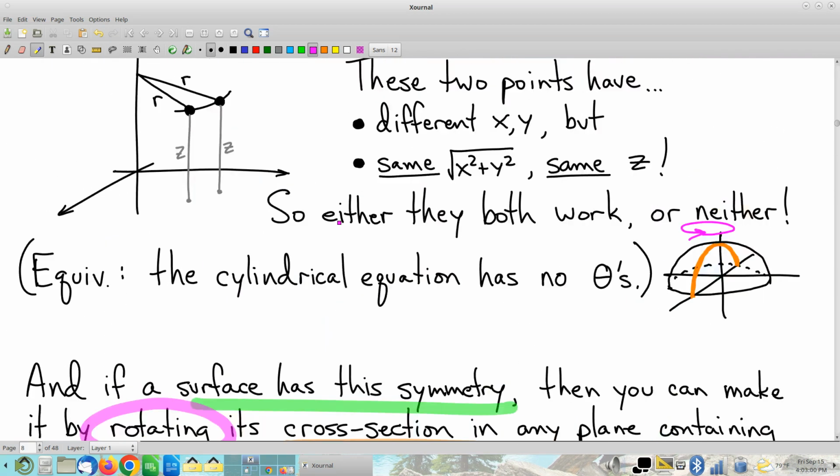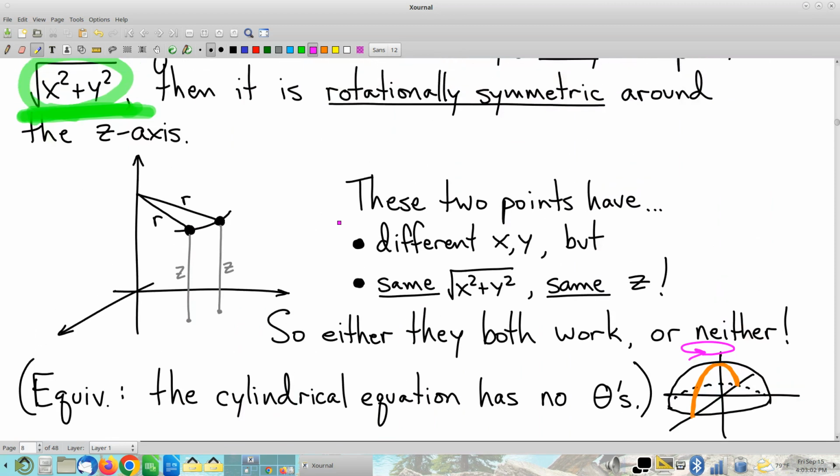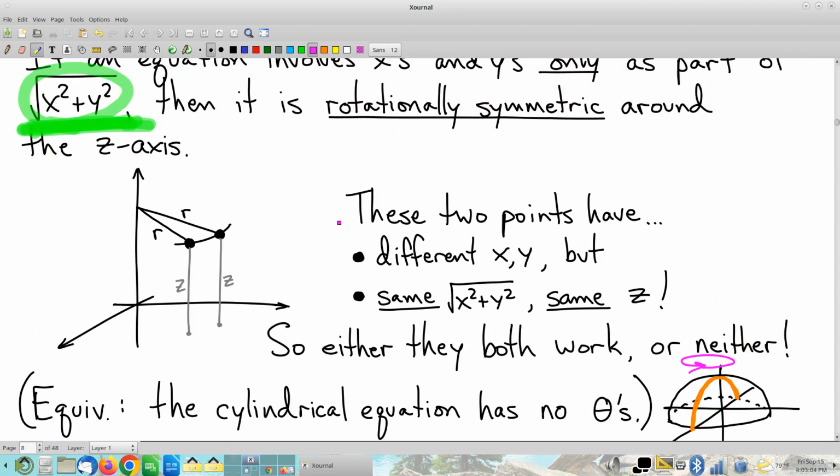I think this is good practice. Look at this argument here, right? Digest and understand this argument. And as a test of how well you understand this argument, try to make the analogous argument around the y-axis or the x-axis. Yeah. Could it also be like for any random arbitrary axis?